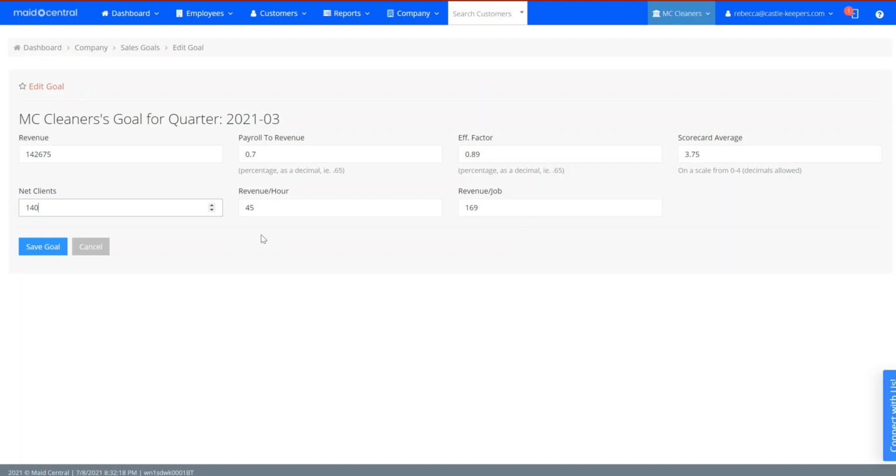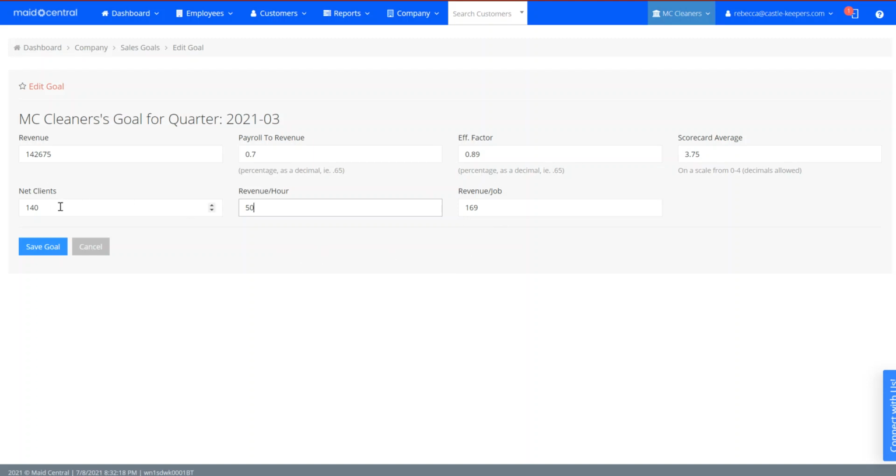Revenue per hour, again, you can use your stats by week report, the efficiency reports, or your employee stats reports, lots of places to see revenue per hour. Again, I think 45 is too low for us. I think we're really doing well with our efficiency, so we should expect to make more per job and have a goal set higher than what we had previously. And again, revenue per job, we saw those numbers when we looked at our stats by week report earlier. I think 169 is a good base average for a goal, so I'm going to go ahead and keep that there.